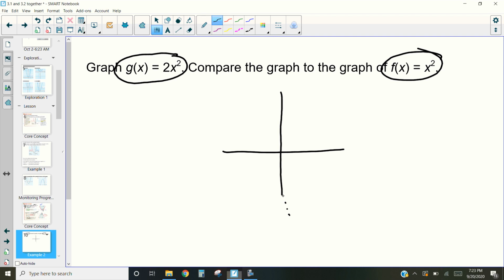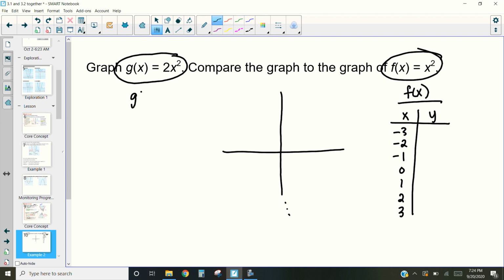What I'm going to do is create a table. So here's my f of x table. What happens when I have x values and y values? Now I'm just going to graph from -3 up to 3. So I'm going to graph these 7 points, and I'm going to do it on both my f of x graph and my g of x graph. So here are my x values, here are my y values, and let's graph them: -3, -2, -1, 0, 1, 2, 3.